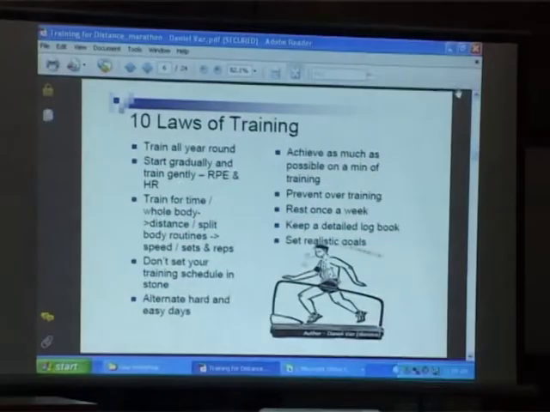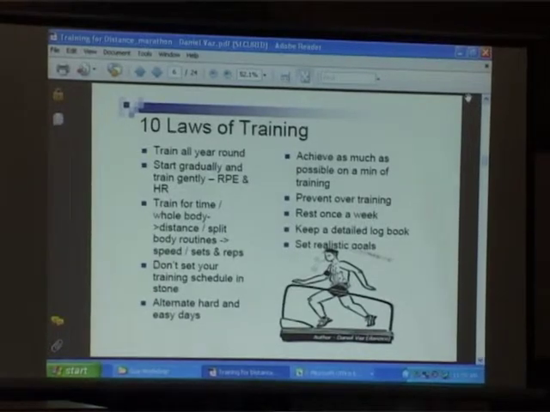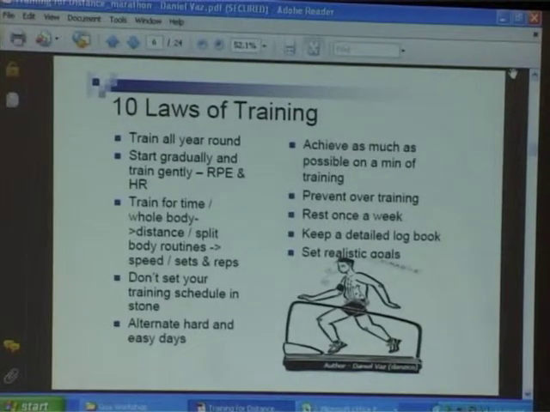You start gradually and train gently. Don't get into this mode of, there are just 12 weeks remaining for the Goa River Marathon and somebody forced me to register and I'm going to train with this guy because he's done it twice before. So he's going to take you out on runs which are not really going to be in this particular domain of gradual and gentle.